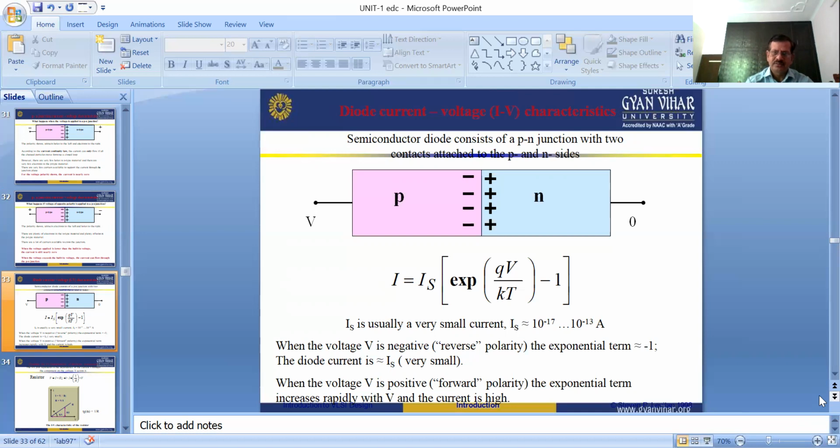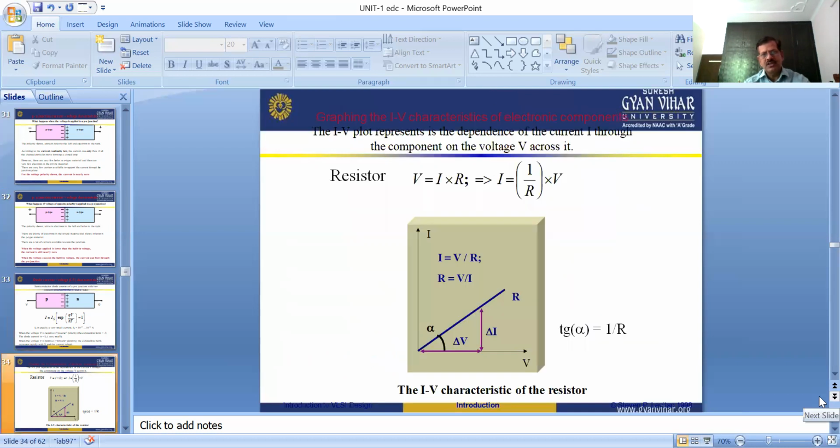This is also called the reverse saturation current. Is is the reverse saturation current. The amount of reverse saturation current is very small compared to the diode current. The range of the diode current will be in milliamperes, while the range of the reverse saturation current will be nanoamperes or even less.